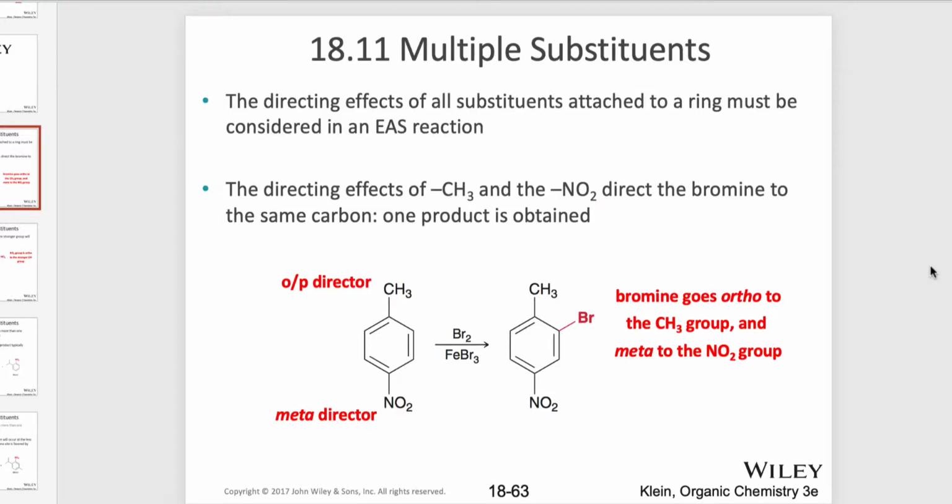Okay, so we'll move on in chapter 18, focusing on multiple substituents. And we need to understand the directing effects as discussed on many slides before this. When we have more than one substituent, we need to look at all of them and classify them and understand the electronics in these EAS reactions, electrophilic aromatic substitution reactions.